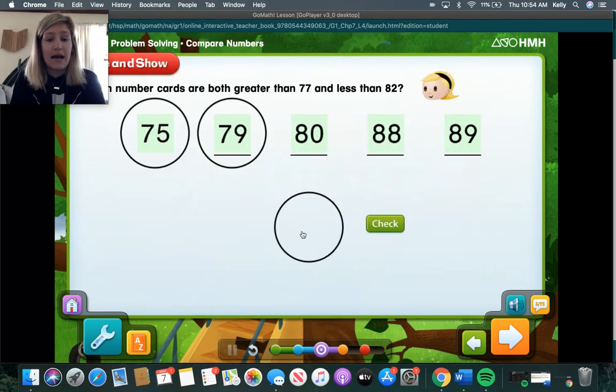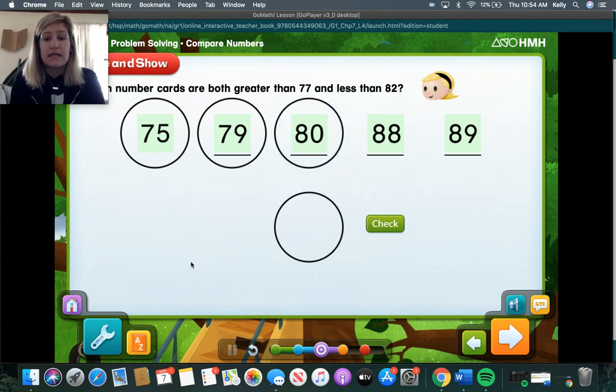But when I'm counting, do 88 and 89 come before or after 82? 82, 83, 84, 85, 86, 87, 88, 89. Both of them come after, which means they are greater than 82. And we're looking for numbers less than 82. So we're ready to check.